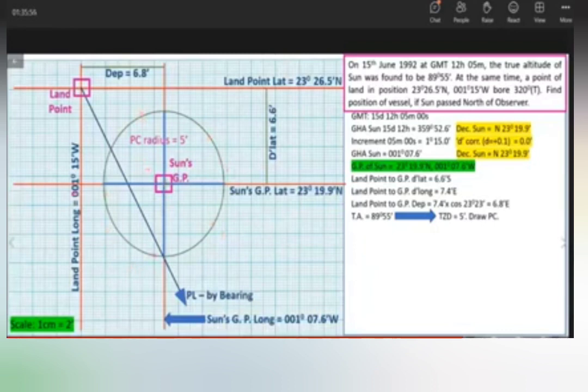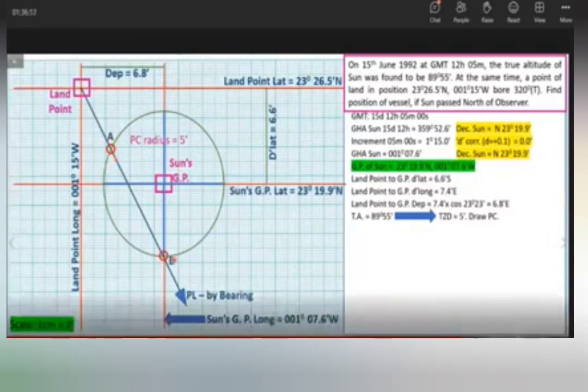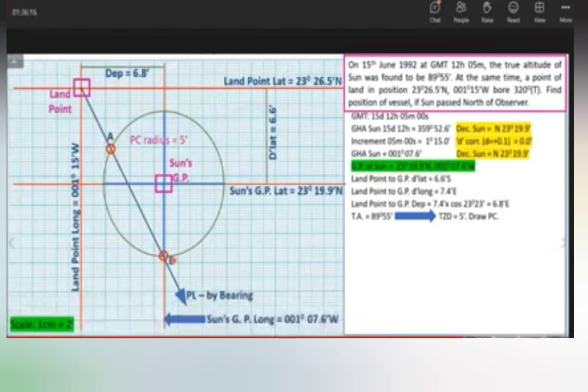Since this PC and the PL are for the same time, the vessel could be at the point of their intersection. So the vessel may be either at this point, that is point A, or maybe at this point, point B. Okay, beta. So we have drawn the position line, we have drawn the position circle, we have got 2 intersection points. Up to here, any doubt, please share with me.